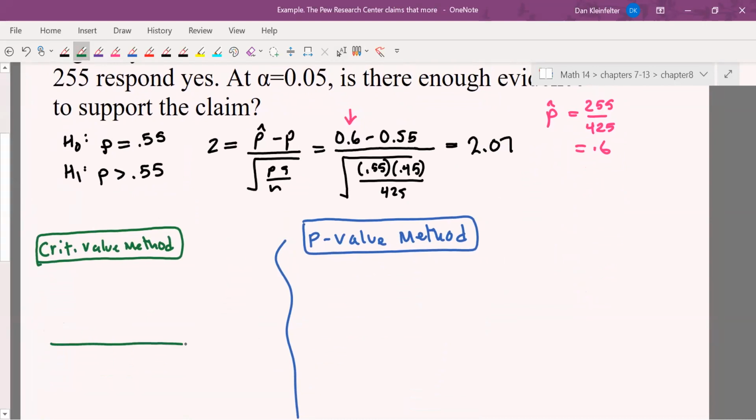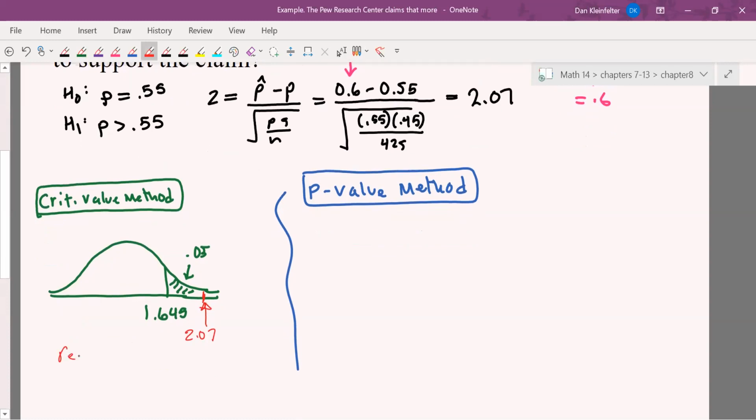So, critical value method, we'll start with our alpha. This is a right-tailed test. Our alpha is 0.05. If we have an area of 0.05 in our right tail, then the 0.95 is to the left, and so that again will be a critical value of 1.645. Our test statistic is 2.07, which is in the rejection region. So we will reject H0.